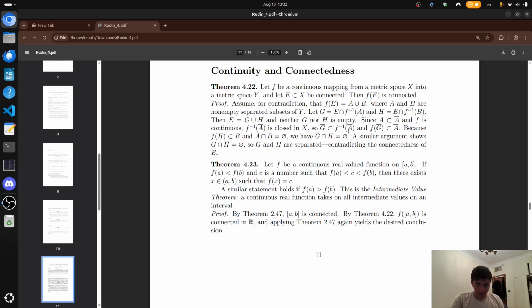So f inverse of a closure is a subset of f inverse of a closure. And we know f inverse of a closure is basically g closure, because we're taking the parts of f inverse of a that are in e and taking their closure, which is basically g closure. So g closure is in f inverse of a closure, and f of g closure is in a closure.